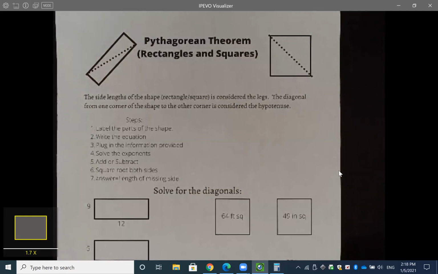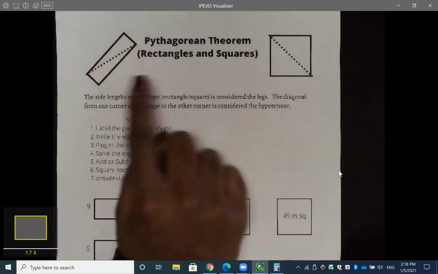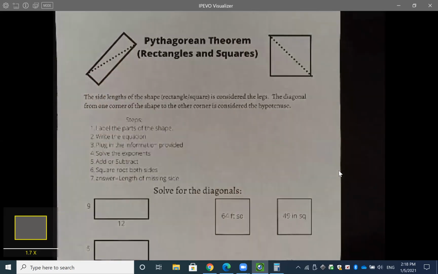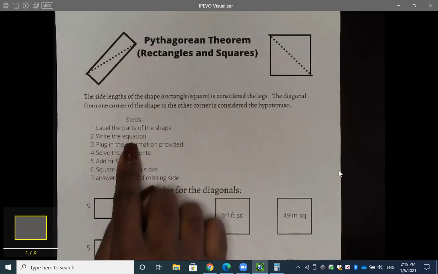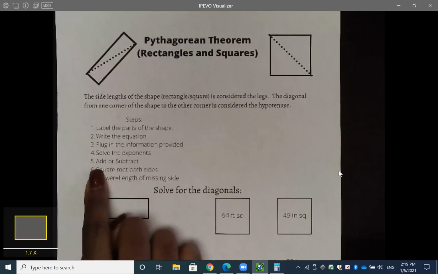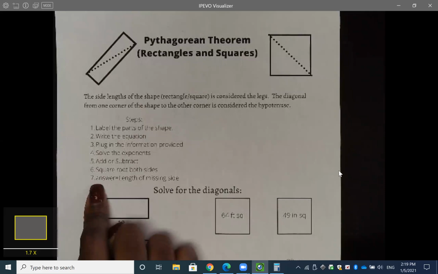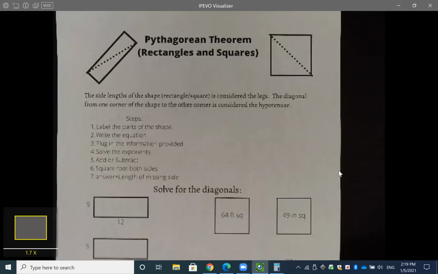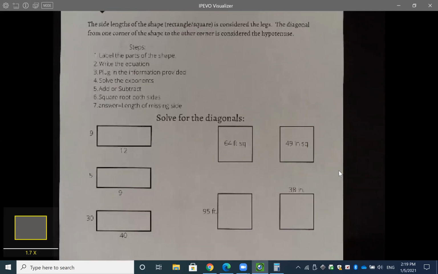So most times with pictures or images, you're going to be solving for your C because the side lengths are already going to be given to you. So the steps are to label the parts of the shape, write the equation, plug in the information provided, solve the exponents, add or subtract, square root both sides, and then your answer equals the length of the missing side. So let's go through these really quick.